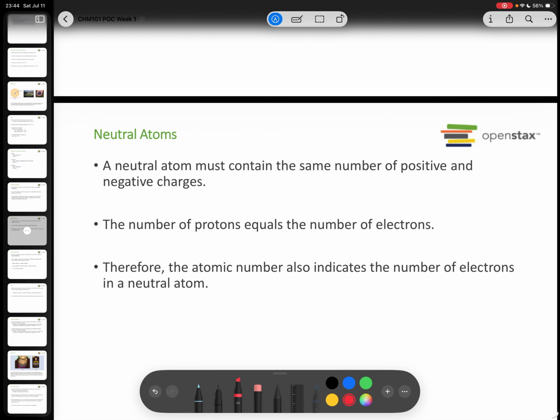A neutral atom has no overall charge naman. That means the number of positive charges is equal to the number of negative charges. Since protons are positive and electrons are negative, a neutral atom has equal numbers of protons and electrons. Therefore, for a neutral atom, the atomic number also tells us the number of electrons. Okay? Wala namang nagbago kasi dun sa kanyang number of protons and electrons.